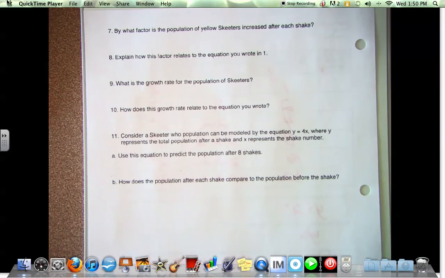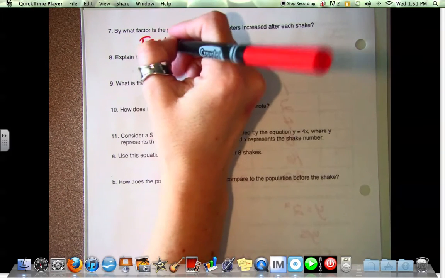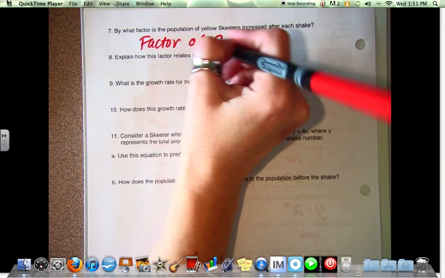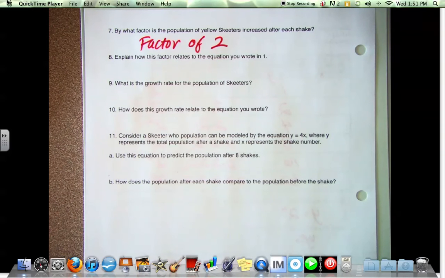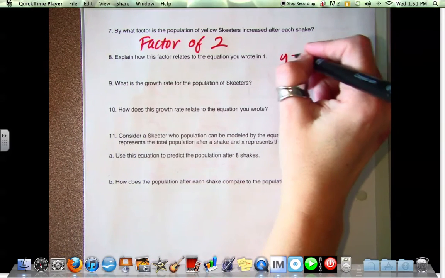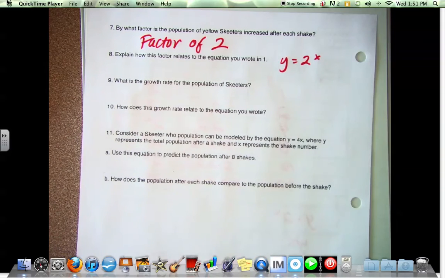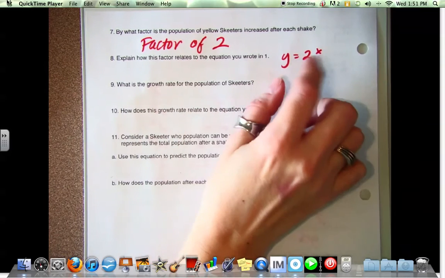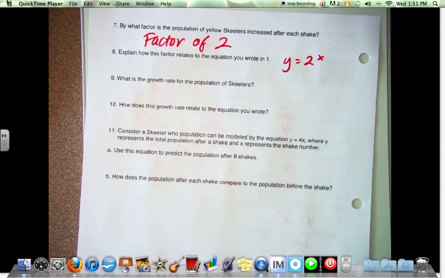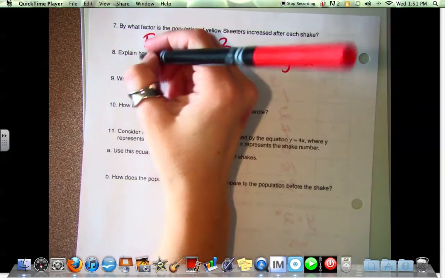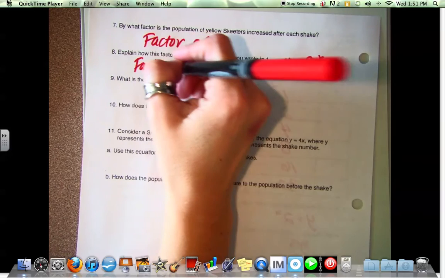By what factor is the population of yellow skaters increased after each shake? Factor of 2. So, explain how this factor relates to the equation that you wrote. We wrote y equals 2 to the x. How is this factor related to this equation? Because it means that we're multiplying. So, the factor is in the equation.